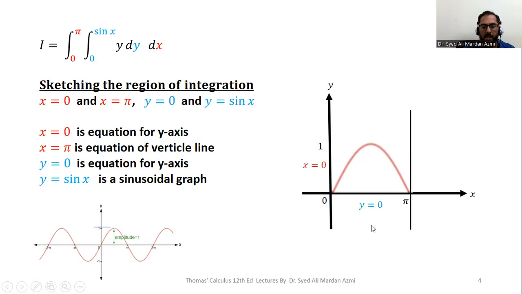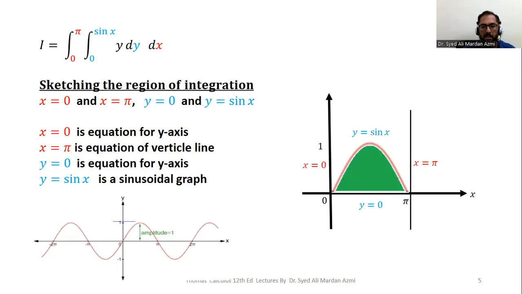Now I'm going to indicate the equation for each boundary: y equal to 0, x equal to 0, x equal to pi, and y equal to sine of x. Please note that the region of integration is the bounded region which contains or involves all these four boundaries, and this region is highlighted in green color.